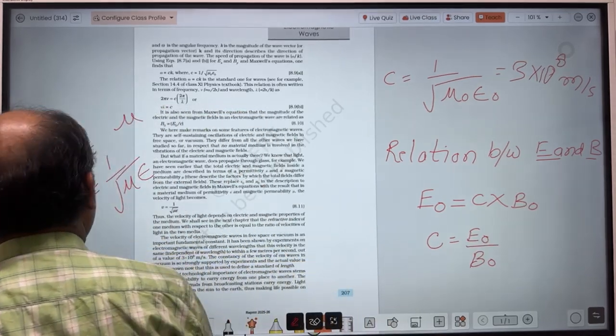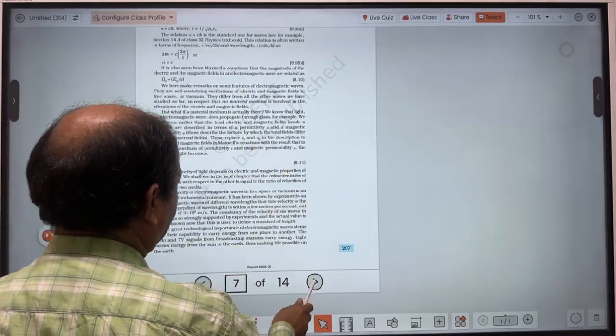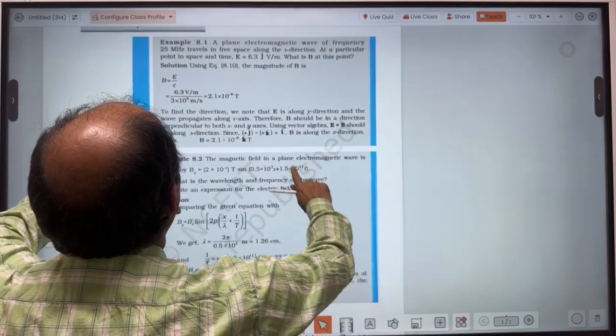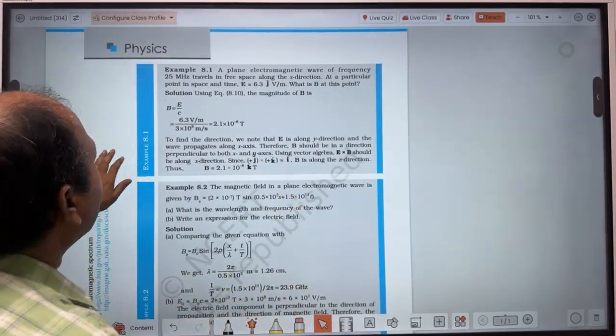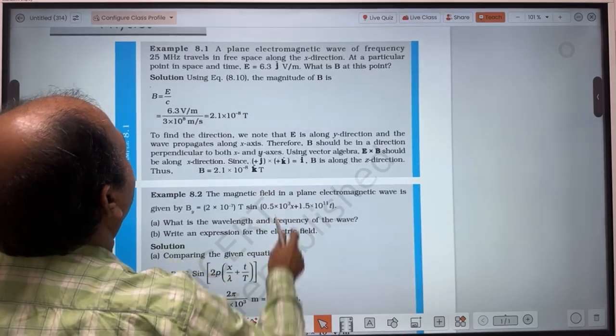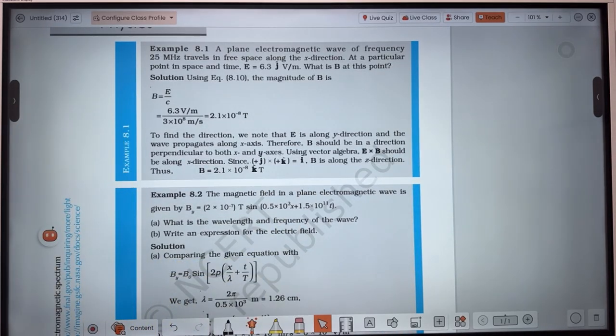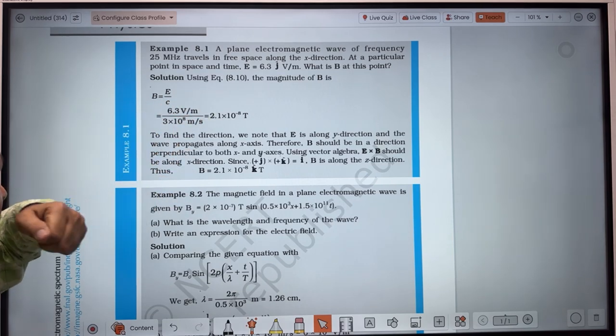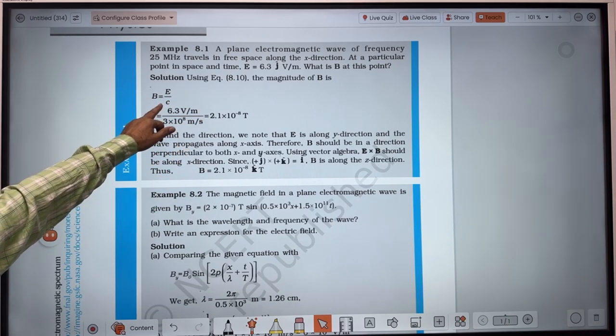Now we will see different spectrums, but before that let's see these questions. Question says a plane electromagnetic wave of frequency 25 million hertz travels in free space along the x direction. At a particular point in space and time, E equals 6.3 j cap volt per meter. What is B? As we have studied, the ratio of E to B gives c.